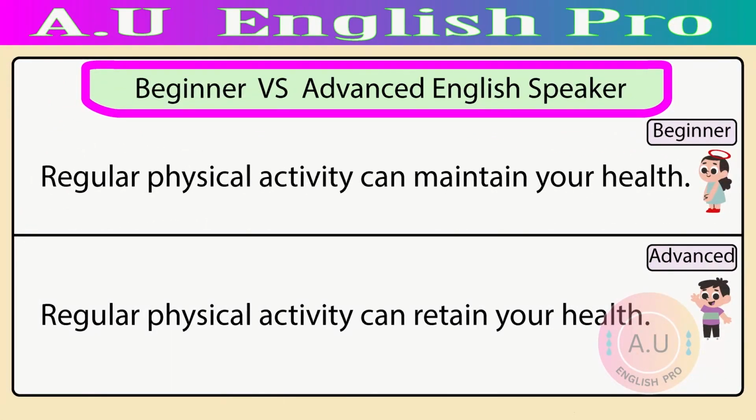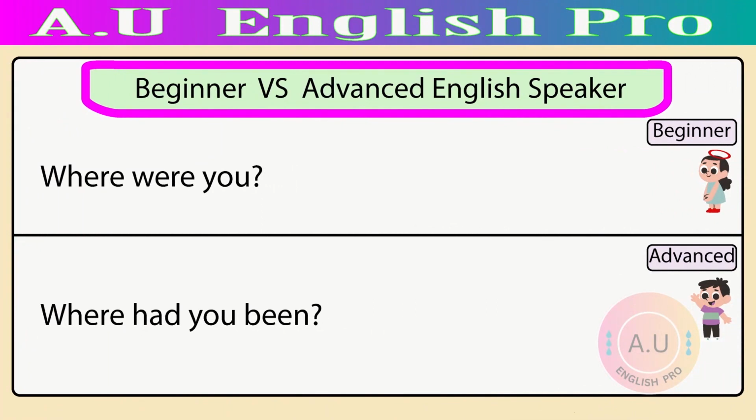Friends, our next sentence is, regular physical activity can maintain your health. So instead of using this sentence, you can say, regular physical activity can retain your health. Friends, our next sentence is, where were you? So instead of saying this sentence, you can say, where had you been?